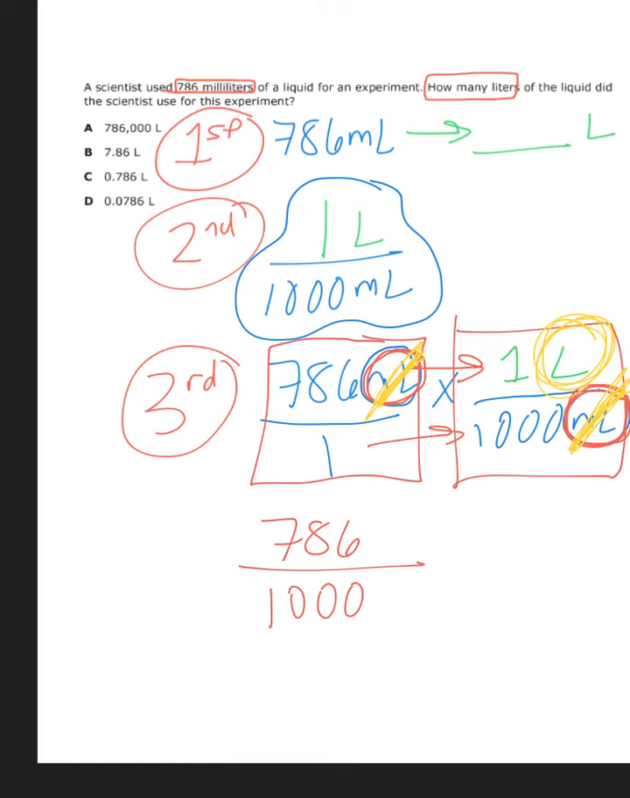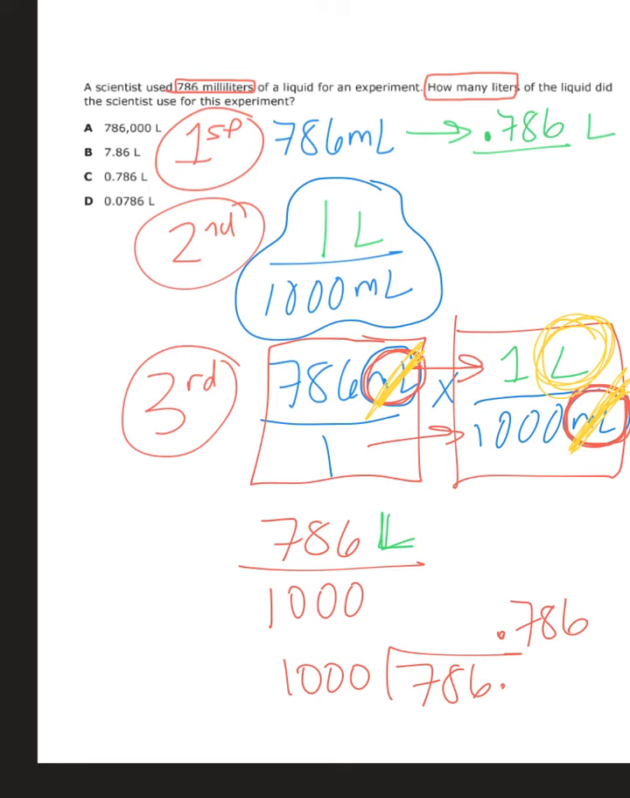So this is 786 liters divided by 1,000. If we do the division here, 786, top dog goes in the house, divided by 1,000, then we end up with 786 thousandths. So 786 milliliters is equal to 786 thousandths. And if we look, we can see that the answer here is C.